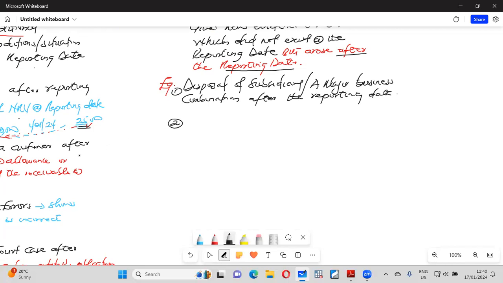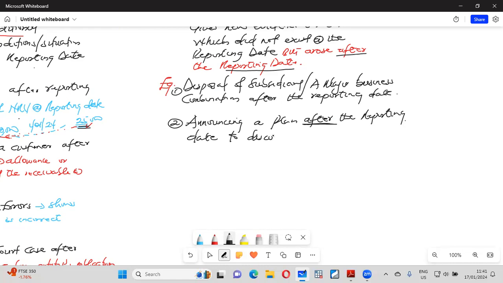Then two, we have something like announcing a plan after the reporting date to discontinue. So the announcement, look at this very, very carefully. You are announcing a plan, all right, after the reporting date. What if the person announced during the reporting date that he would discontinue the thing after the reporting date? If you announce during the reporting date, then it means you have a present obligation to redundancy. And that means that that one will become what? An adjusting event. So please be careful. This one is what? After the reporting date to discontinue.